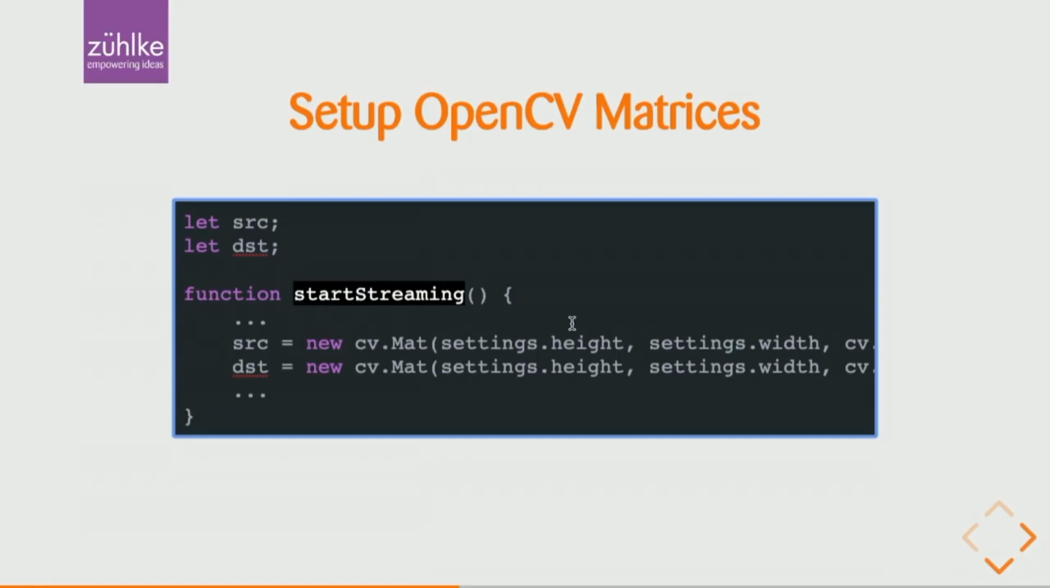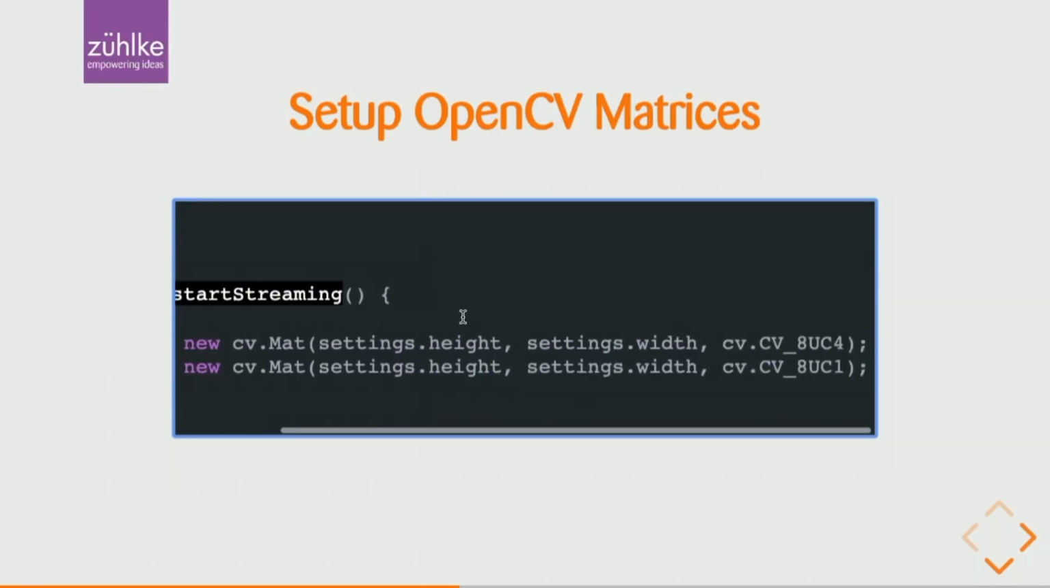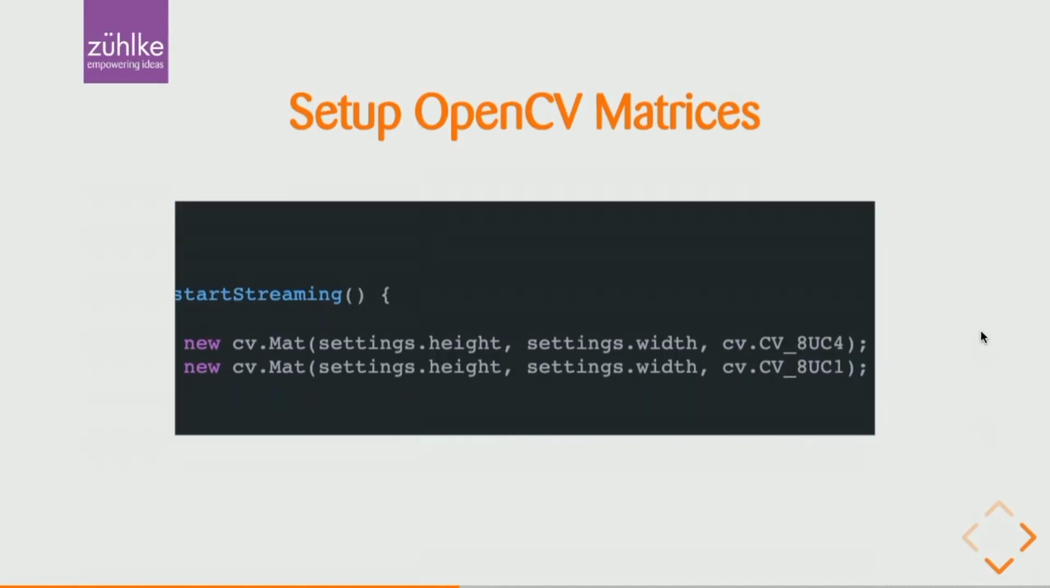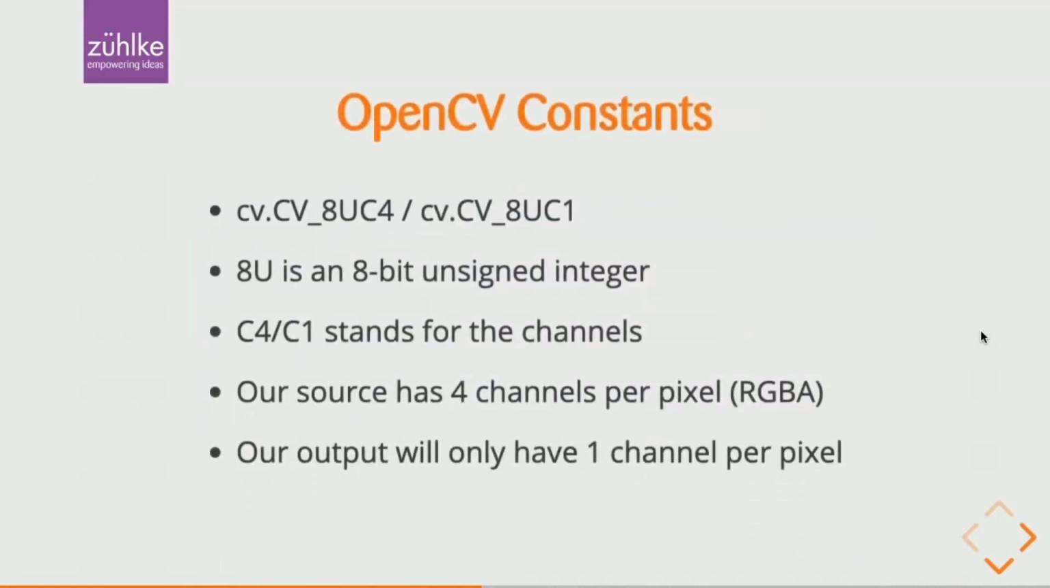Also here it's important that height and width are really correct. And at the end of that line, you can see these two values of OpenCV. What they mean is, as you have heard already, 8-bit unsigned int is 8U, and C4 means how many channels we have. When we read from our webcam, we get 4 channels. Basically, it's RGB and an alpha channel. So this is what we get in.